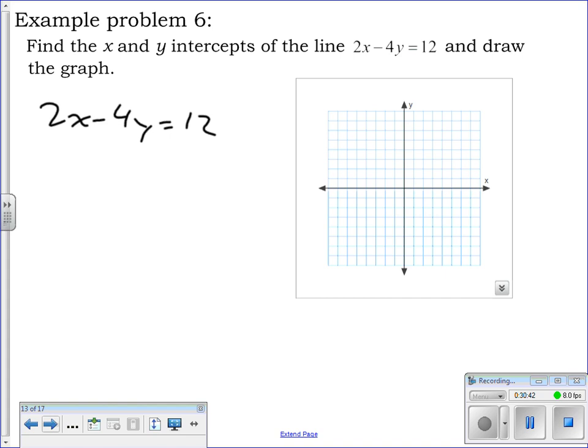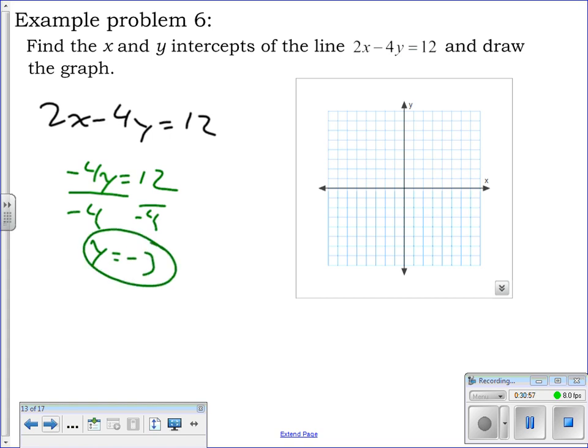Same concept for review. To find my y-intercept, let x equal 0. Negative 4y equals 12. Divide both sides by negative 4. Y equals negative 3. That is my y-intercept. That means on the y-axis I have a point at negative 3.